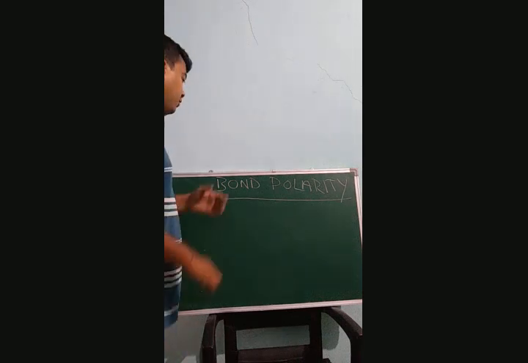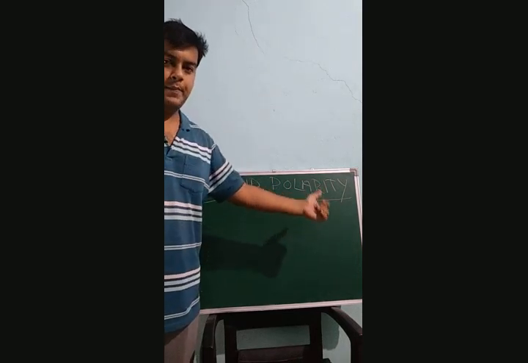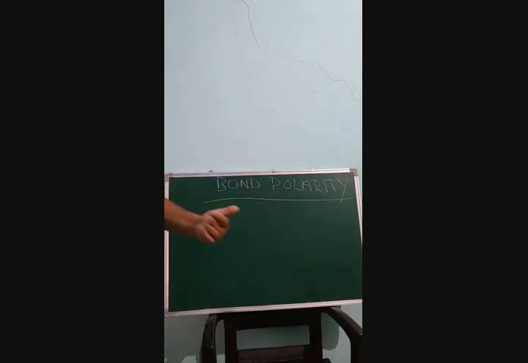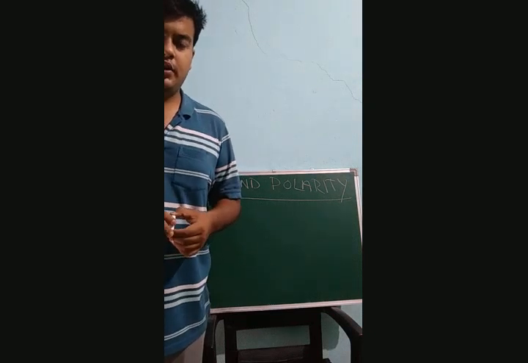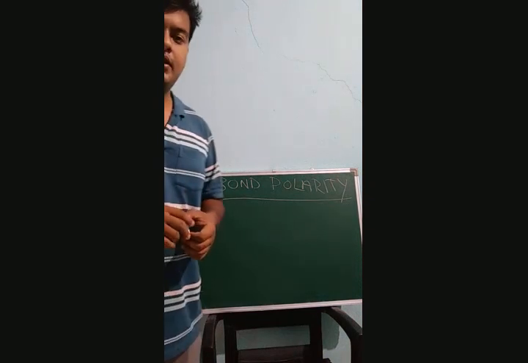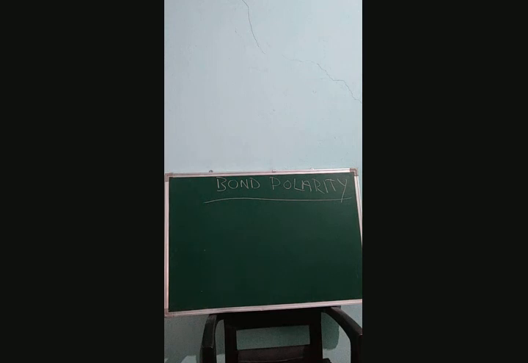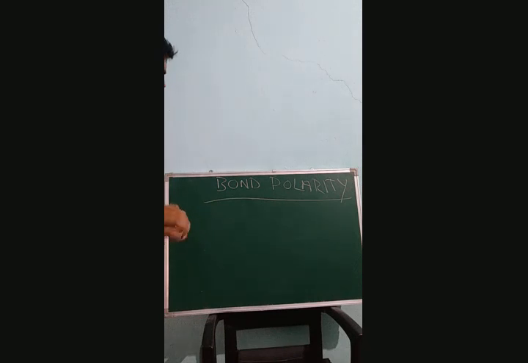Hello students. So today we will study one more bond parameter called bond polarity. This is the last bond parameter that we'll study. As the name suggests, bond polarity means we are dealing with the polarity of the covalent bond, or you can say the direction of the positive or negative charges present in the covalent bond or in the molecule.